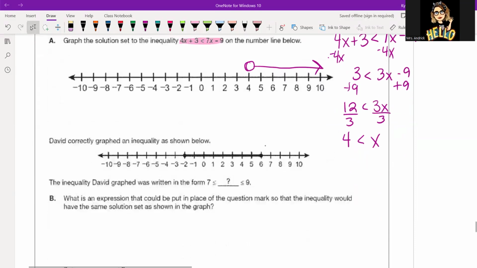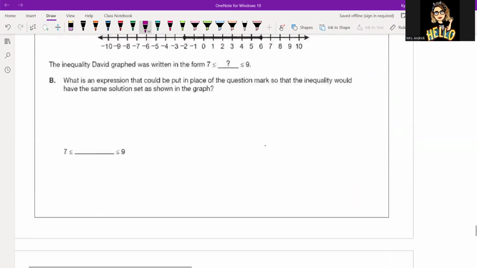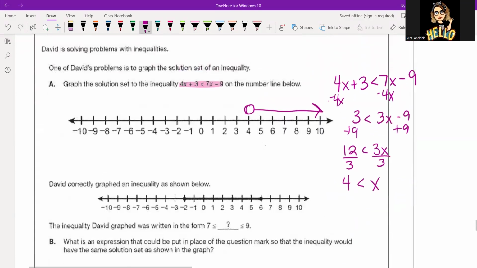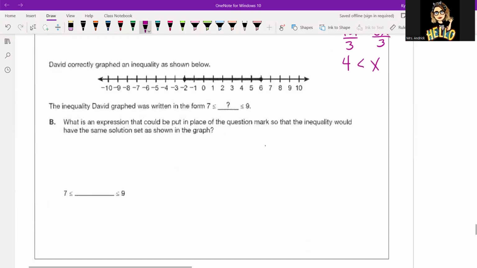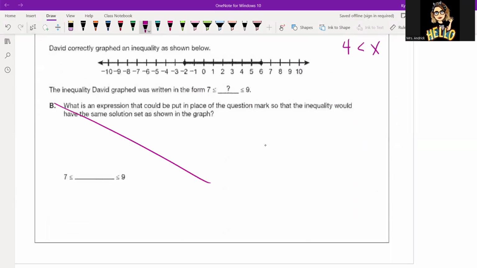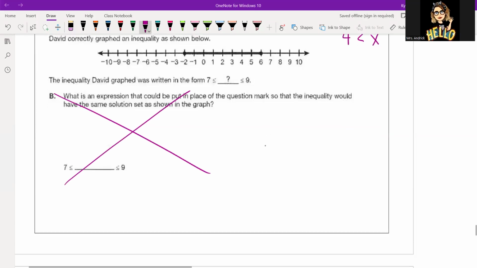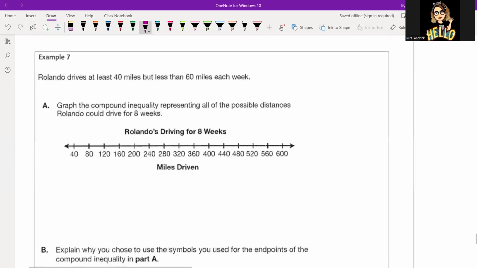If David graphs this inequality, we're going to skip this bottom part. So we're just solving this inequality. We're going to skip B. Okay, so we're going to skip B. Now we're going to go to 7.